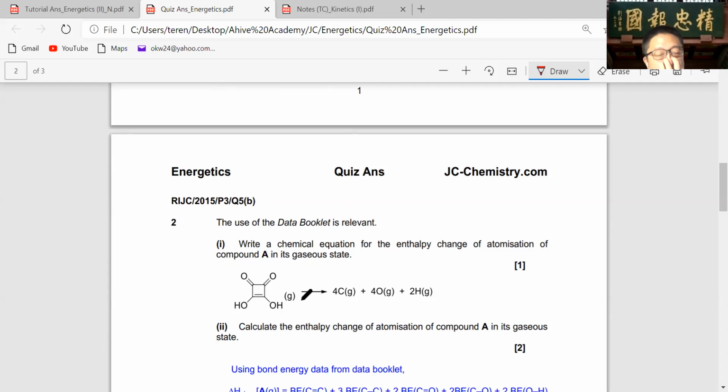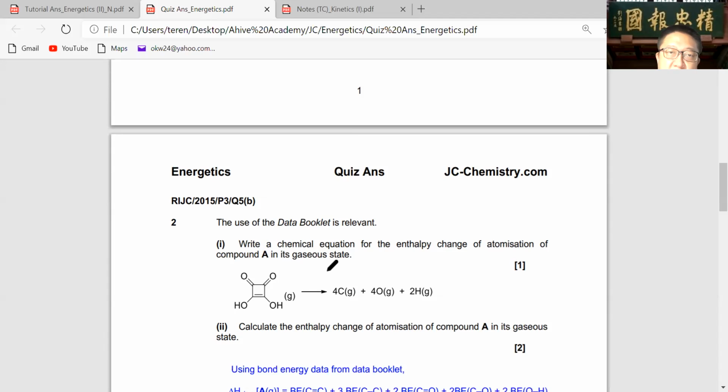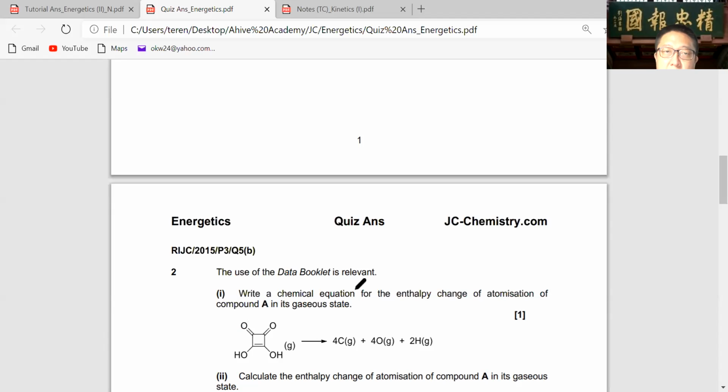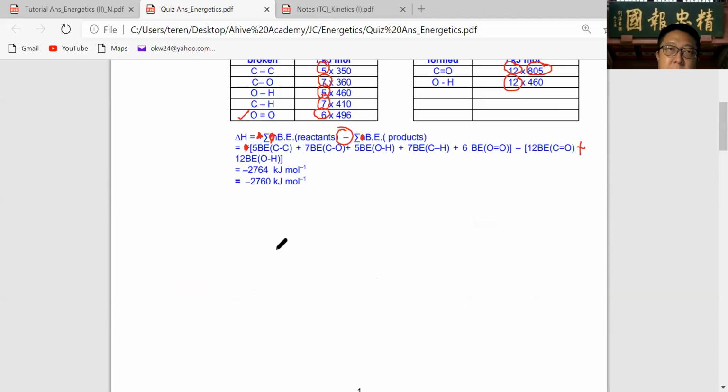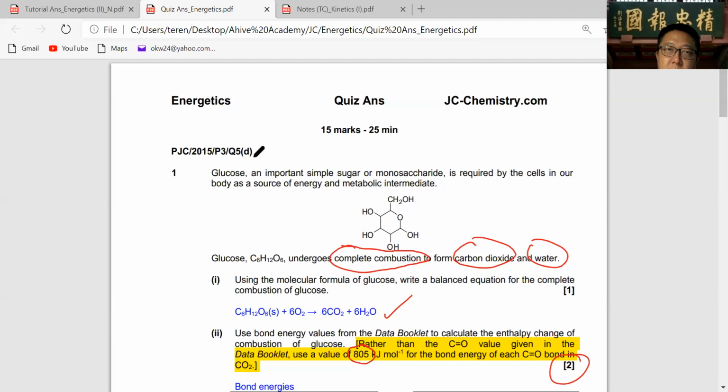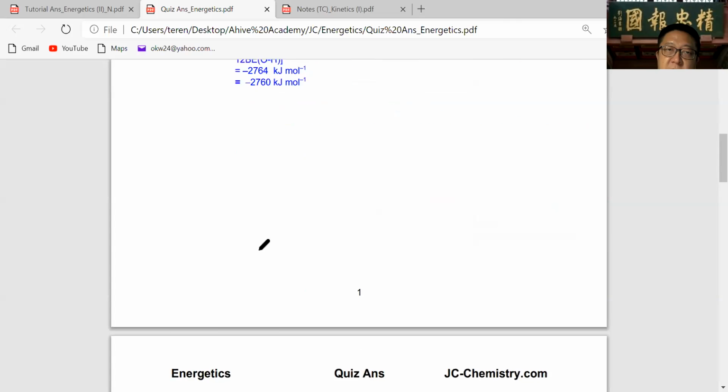2015, Paper 3, question 5. Same thing, you see? Again, they show a question like that. What do you notice about these two papers? Let's scroll up. Question 5.